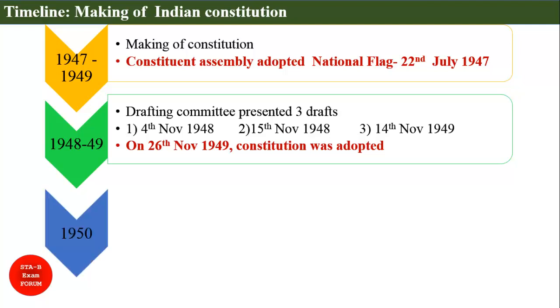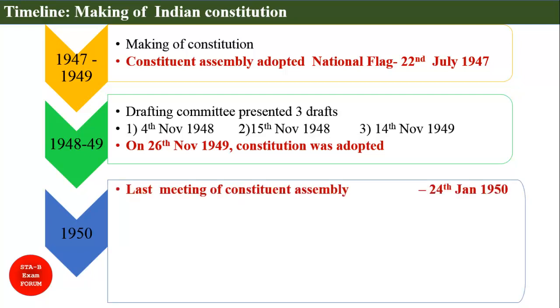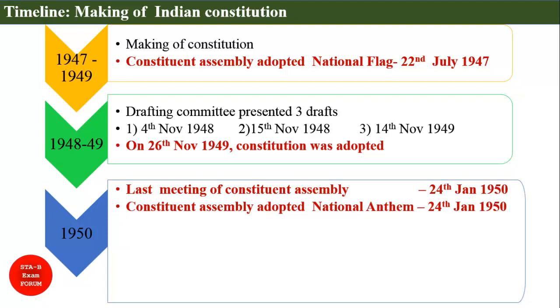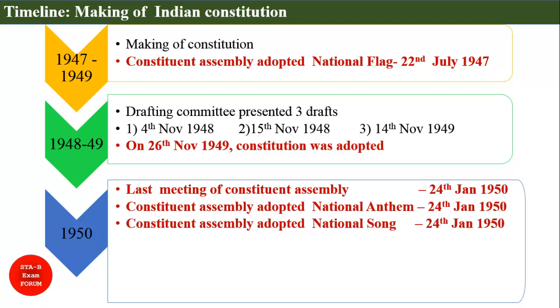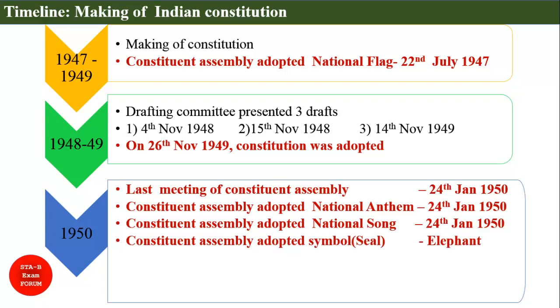What happened after that? In 1950, the last meeting of the Constituent Assembly was held. Why? Because the Constitution was made and adopted. The last meeting was held on 24 January 1950, just before Republic Day, right? After that, on the same day the Constituent Assembly adopted the national anthem, Jana Gana Mana. On the same note, the national song was also adopted. The symbol was also chosen, that is the elephant one.